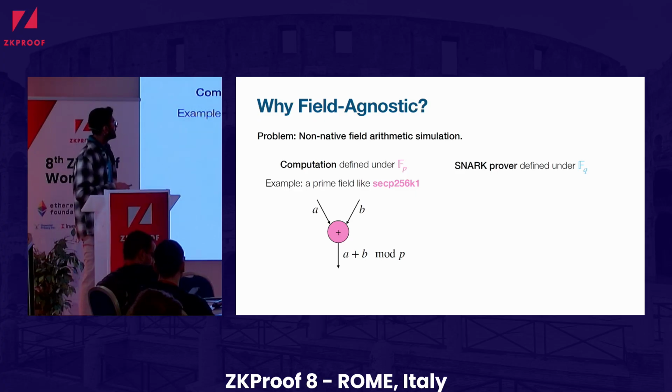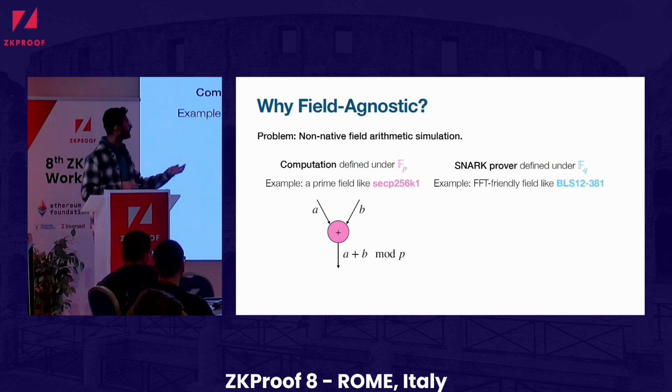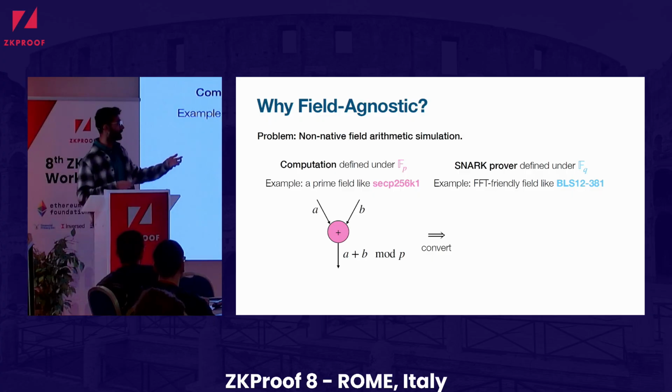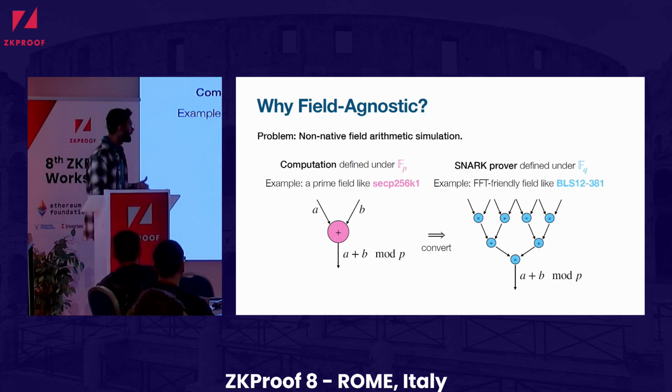Okay? And so, say now you have a SNARK prover that's defined over F_Q, where Q is not equal to P. You can imagine this is an FFT-friendly field. What will happen is that in order to simulate this one single gate of the computation over F_P, you will have to convert it to a computation over F_Q, and then of course you will have a blow-up in your circuit size. So in order to simulate one operation that looks like A plus B modulo P, you would end up with a bunch of gates that are modulo Q.